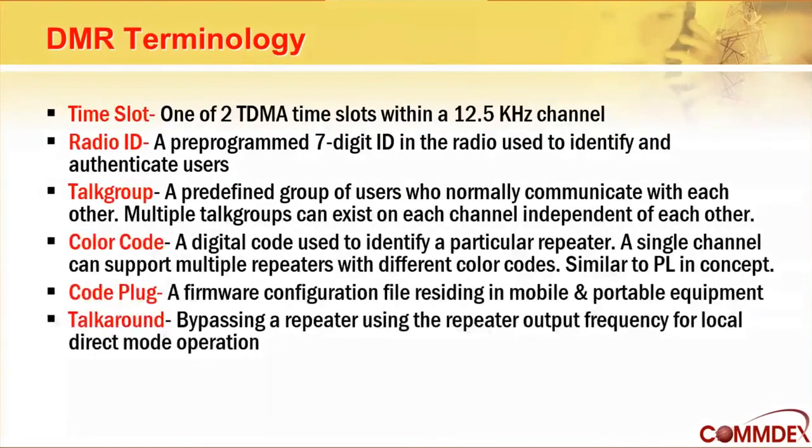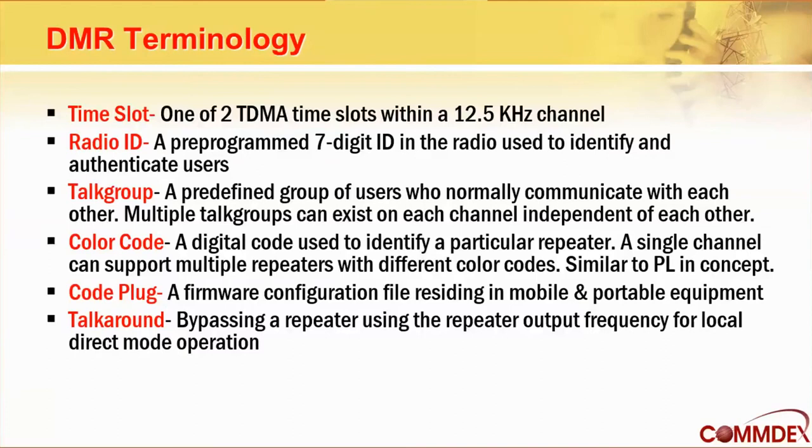So some of the technology used in DMR is similar to P25 terminology, but there's a few distinctions. So we talked about the fact that TDMA uses time slots. And again, DMR, just like P25 phase 2, uses 2 time slots. A radio ID, just like P25 radios have an ID. In DMR, each radio has a 7-digit ID, which is unique to that radio in that system, used to identify and authenticate users. Same as P25 does it.